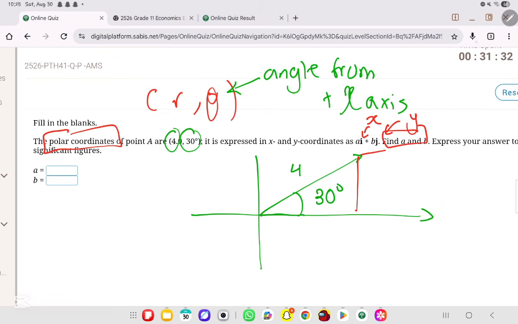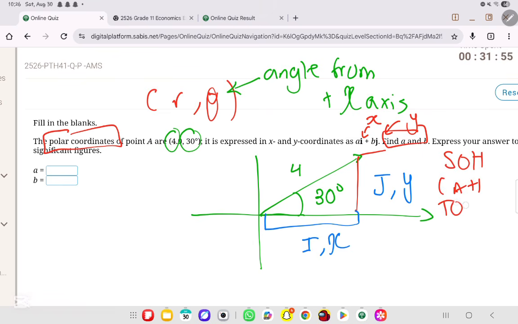What do we mean by x and y? First of all, this over here is i, which is basically x. And this over here is j, which is basically y. Now, very simply, in order to solve this, we will need to apply the SOHCAHTOA rule, okay? Now, we need to find the value of i, or x. How do we do this?